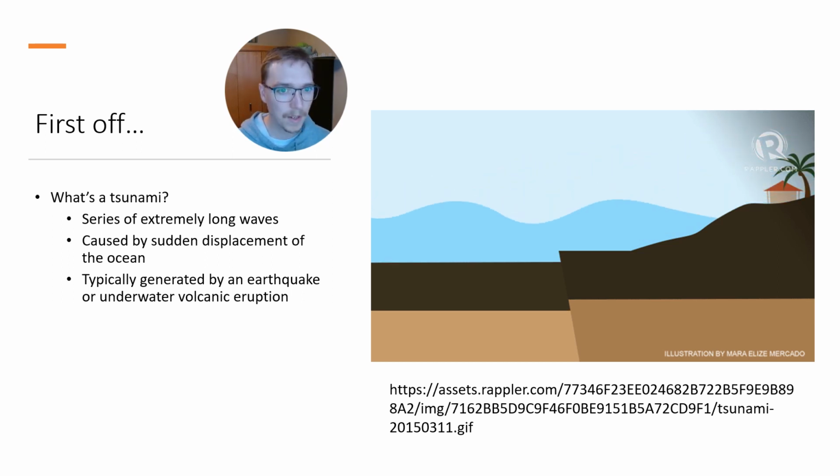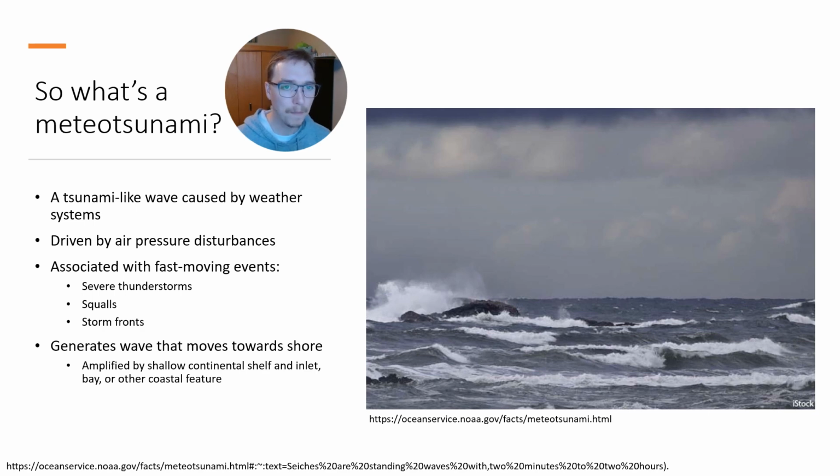So what is a meteotsunami? Well, kind of similar. Meteotsunamis are large waves that we're just now starting to really understand a bit better. Unlike tsunamis that are triggered by seismic activity, meteotsunamis are driven by air pressure disturbances often associated with fast-moving weather events like severe thunderstorms, squalls, or other storm fronts. Like an earthquake-generated tsunami, a meteotsunami affects the entire water column and can become dangerous when it hits shallow water, which causes it to slow down and increase in height and intensity. Even greater magnification can occur in semi-enclosed water bodies like harbors, inlets, or bays.